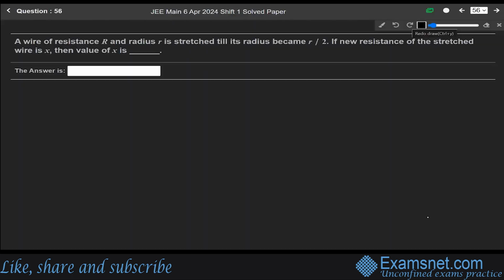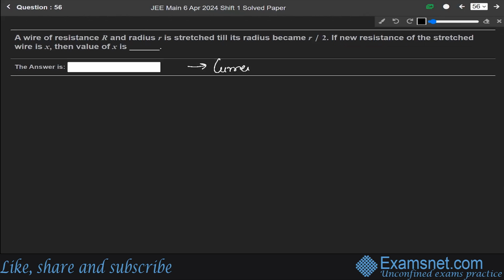Now, next question is 56. A wire of resistance R and radius r is stressed till its radius becomes r by 2. If the new resistance of this stressed wire is X, the value of X is? So this question is from the chapter of current electricity.